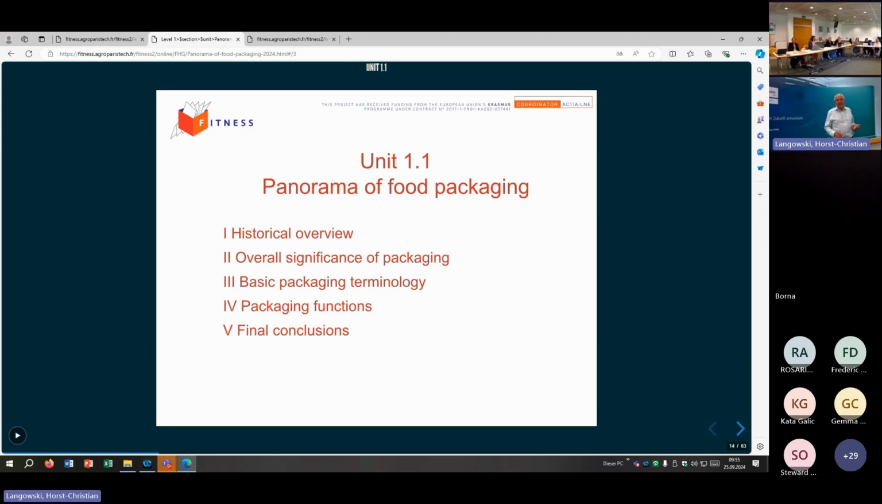Anyhow, I will give you a very brief historical overview on packaging. Talk about the significance. What is packaging in relation to food? Some terminology also, because I learned from my experience that the good use of terminology is always very helpful, especially when we are dealing with legal issues, and you will find in several directives and other legal frameworks that the terminology is not used correctly, which gives a lot of confusion. Packaging functions. What is the function of packaging? It does not only have to protect, and some final conclusions in the end.